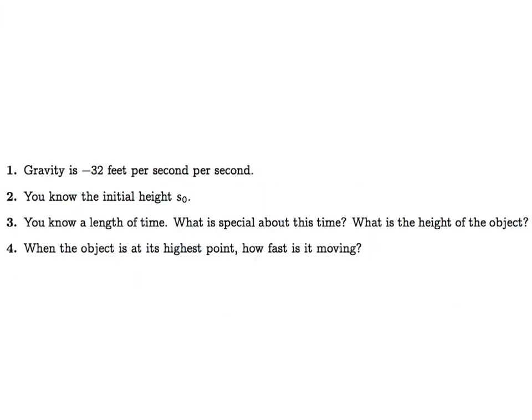Now there's a couple things that'll probably help you out here. First of all, remember that gravity is going to be negative 32 feet per second squared, or you can of course use meters if you prefer, negative 9.8 meters per second squared. You know the initial height because you measured it. You know a length of time. So think about what's something special that happened at this time, and what is the height of the object at this time. And also think about when the object is at its highest point, how fast is it moving? Thinking about these questions should help you answer the other questions.